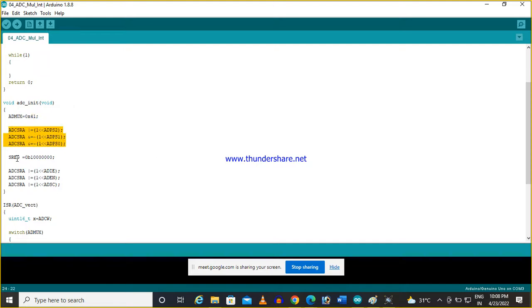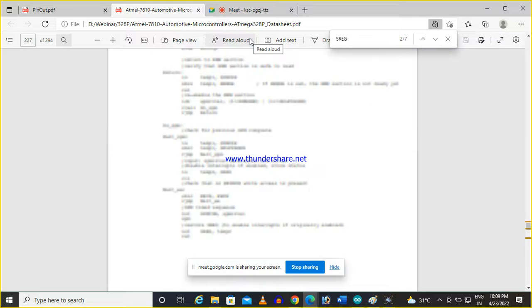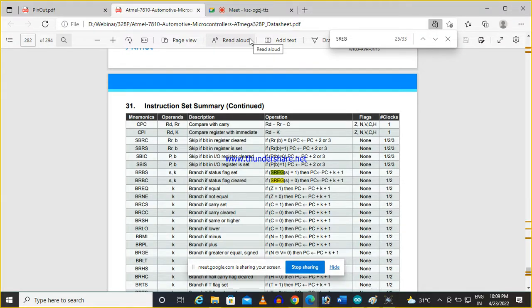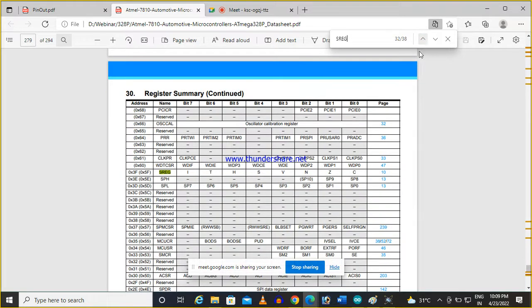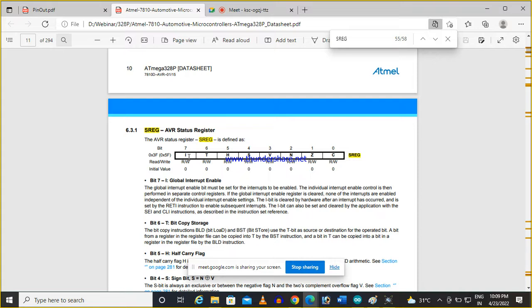This part you already know. Here, 1 bit I have used. That is the special register 7th bit. Let us see what that is. You see, this is the status register. This 7th bit is the I bit. What is that? Global interrupt enable. It means if you want to use any kind of interrupt, this bit must be set to 1. That's why I set it to 1, because I am going to use interrupt.